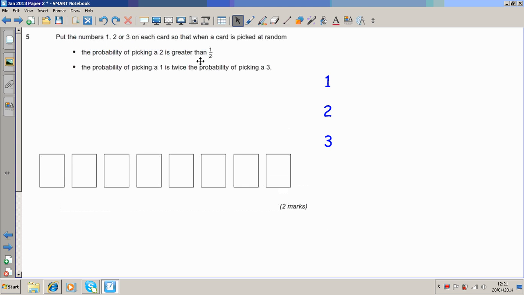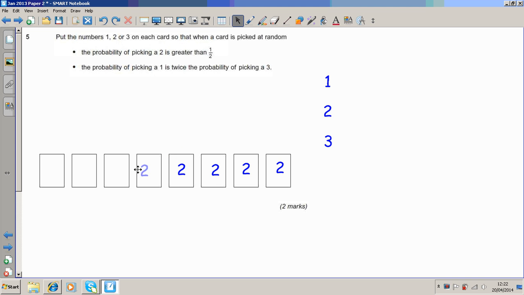Number 5. Put the numbers 1, 2 or 3 on each card so that when a card is picked at random, we've got 2 rules. So it's just making sure both of these rules work, basically. We've only got the numbers 1, 2 and 3, so we can't use any others. The probability of picking a 2 is greater than a half. Okay, so if it was greater than a half, then more than a half need to have the number 2 on them.